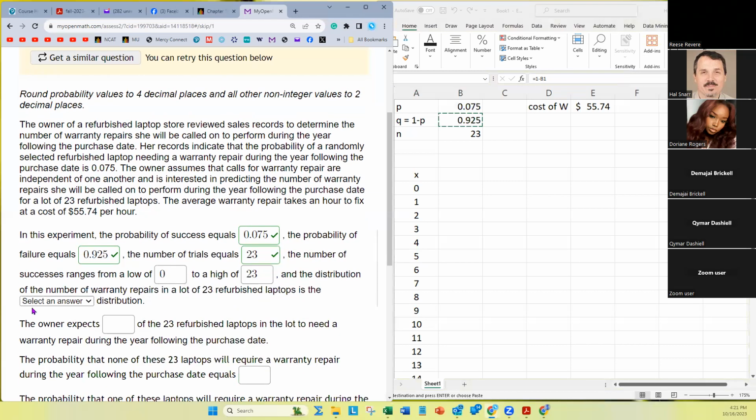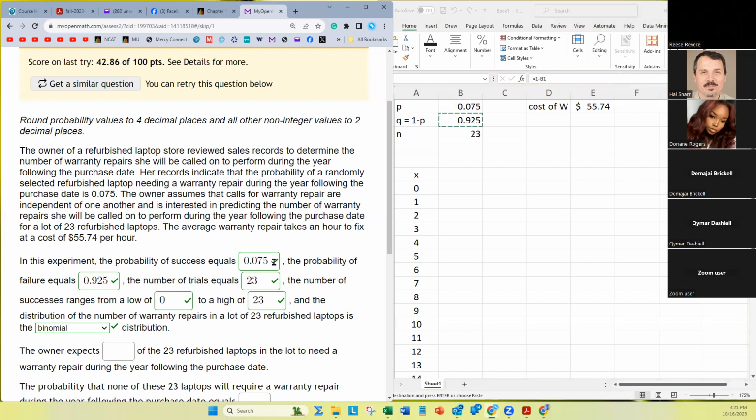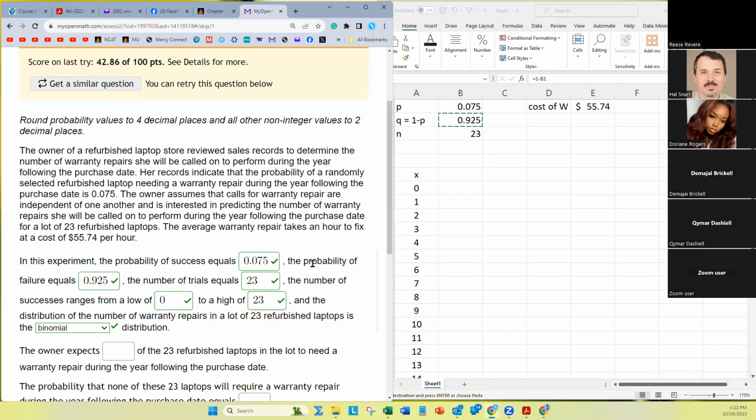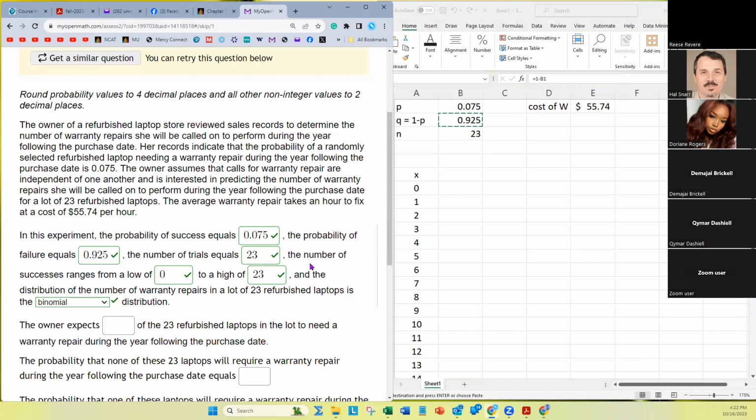And the distribution of the number of warranty repairs in a lot of 23 refurbished laptops is binomial. That's how you think about the problem. You have a probability of success, you could have 0 successes or 23 successes, and on top of that you have independence. The trials are independent. Now, what does the owner expect? The owner expects how many of the 23 to need a warranty repair?